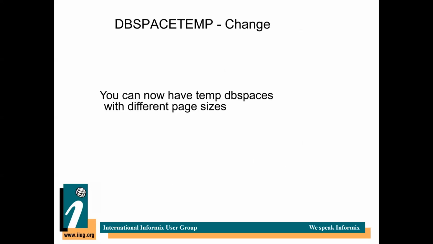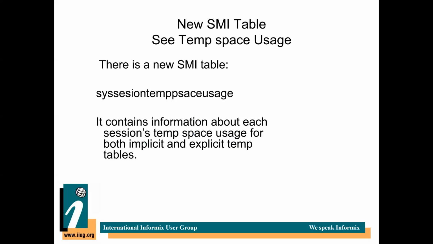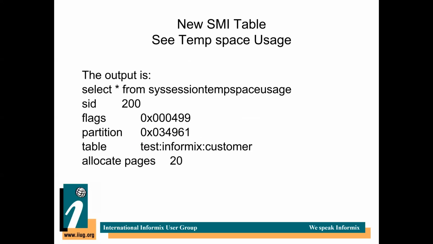DBSPACETEMP changed. Now you can have temp spaces with different page sizes. So there's a new SMI table. I'm not going to try to pronounce that, such a long table name, but it contains information about each session's temp space usage for both implicit and explicit temp tables. So in the output, you can see that the select from the table gives us the session ID, the partition in the table it's using, and how many pages it's allocating.